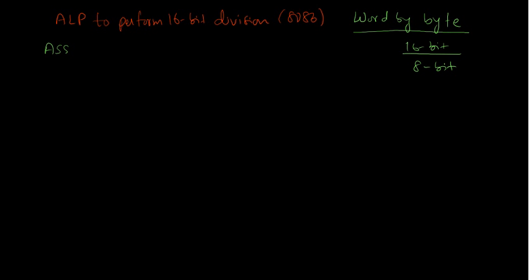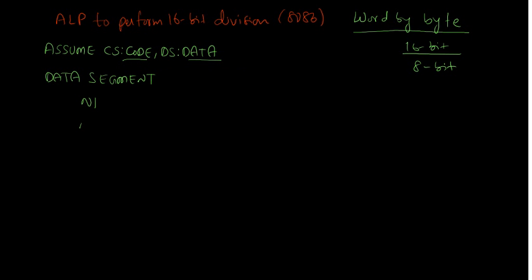The first line is always assume CS code, then comma DS data. So we are assuming the names for logical segments as code and data. Then let us start writing the data segment. Now you need to consider the variables for number 1 and number 2, and for the result number 3. One is a word, I am considering for this 16-bit, and the other I am considering as a byte.